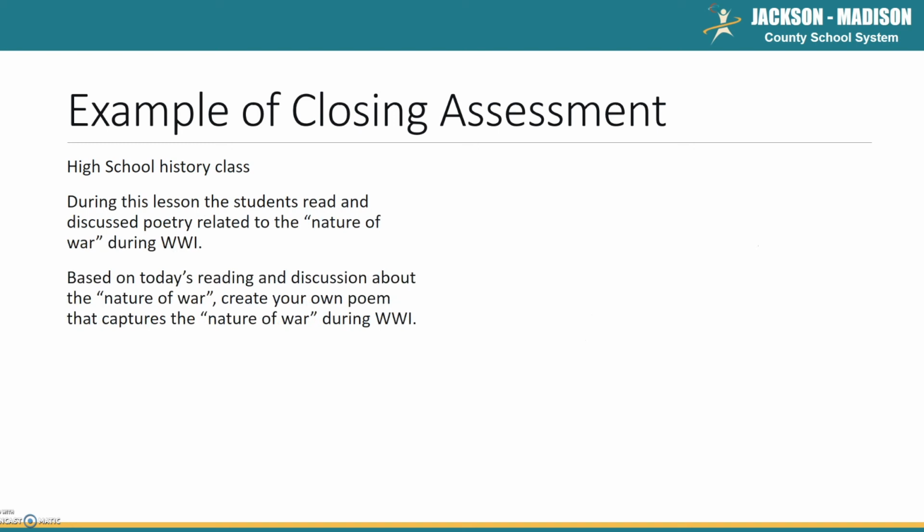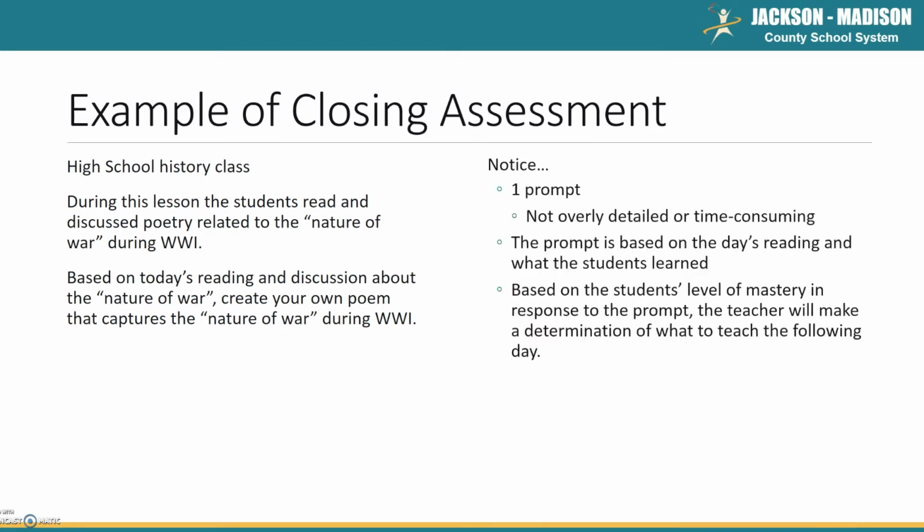This last example is from a high school history lesson where students have read and discussed poetry related to the nature of war during World War I. Students are asked to demonstrate their understanding of the nature of war by creating their own poem. So we see from all of these examples that the closing assessment is not overly time-consuming, but each provides an opportunity to collect rich learner feedback on what the students learned today and what to teach the following day.